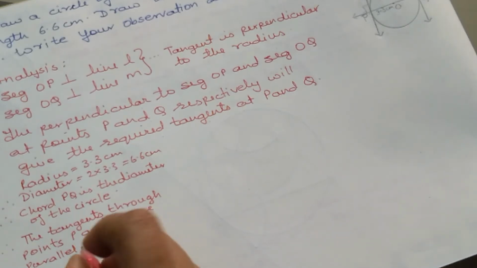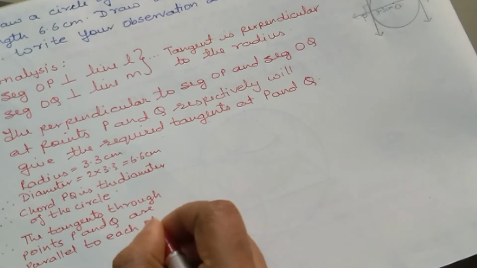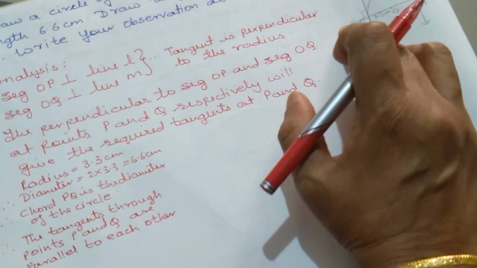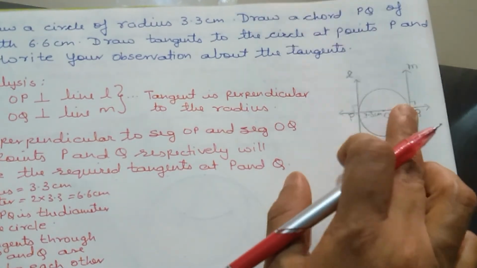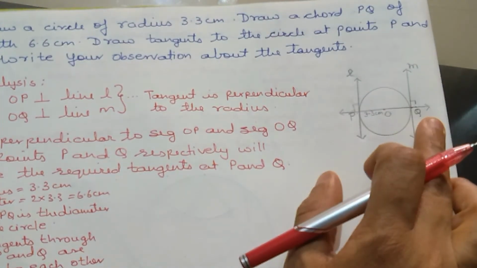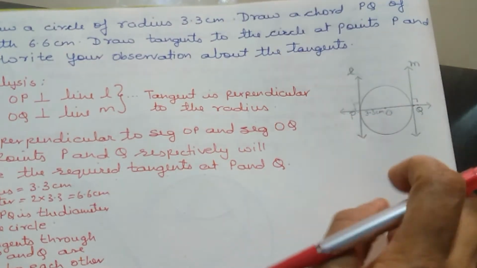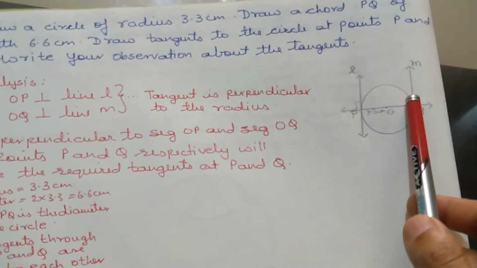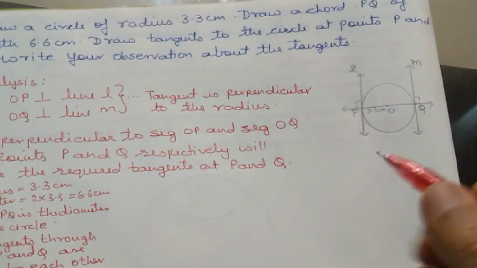Parallel to each other. We have studied before in our earlier standard, if two lines are perpendicular to the same segment, that is PQ, then they should be parallel to each other. So this is the diagram when two lines which are perpendicular to segment PQ, both are perpendicular to the same segment PQ, then line L and line M should be parallel to each other. And since the length of PQ is 6.6 centimeter and the radius is 3.3 centimeter, so PQ has to be the diameter of the circle.